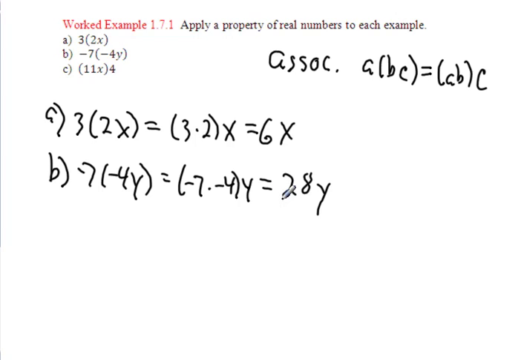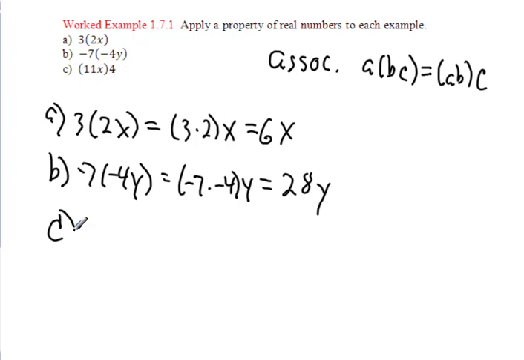So in the future, we're not really going to make a formal reference to the associative property, but it's nice to know where what we're doing and the rules actually come from. So what we'll do is say 3 times 2x, just multiply the 3 and the 2, and get 6, keep the x. Negative 7 times negative 4 is 28, and we keep the y.